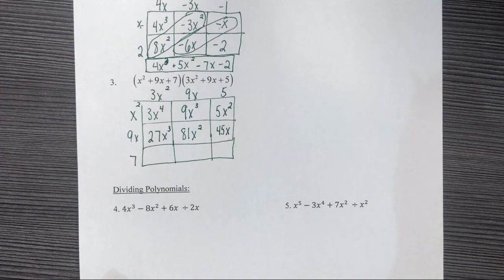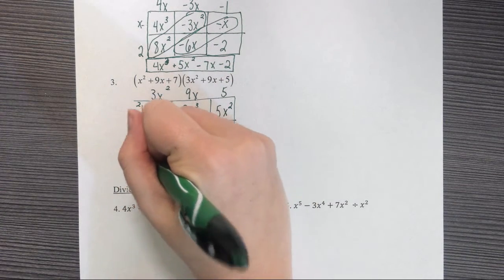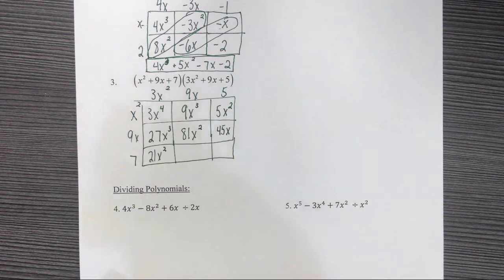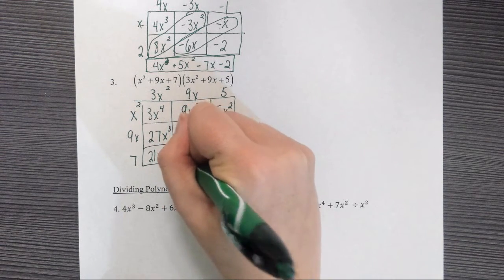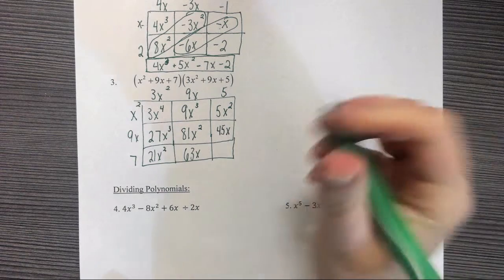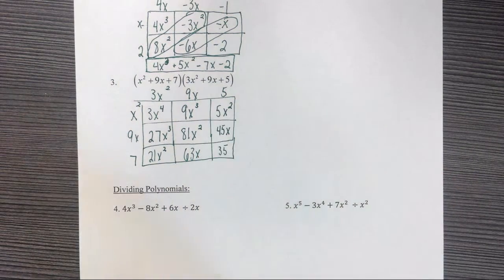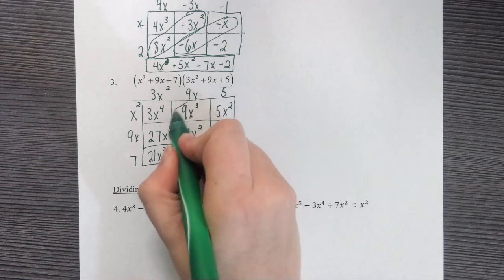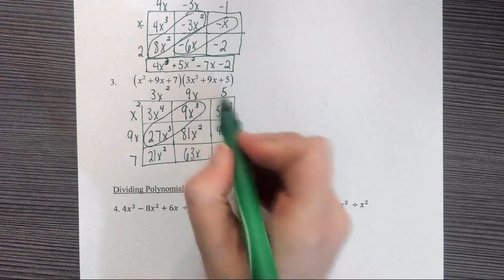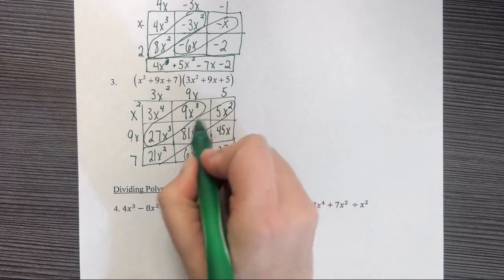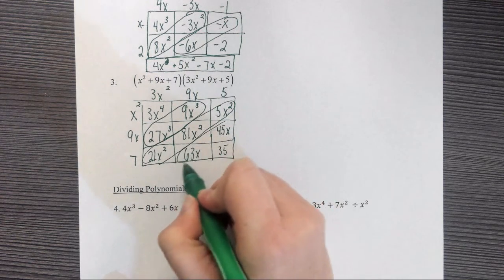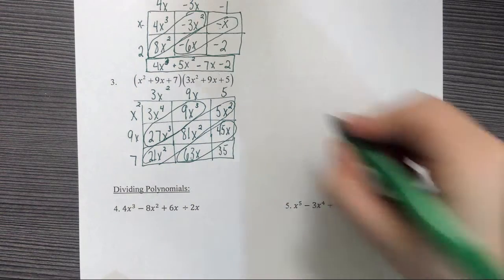And then my last row, 7 times 3x squared is 21x squared. 7 times 9x is 63x. And lastly, 7 times 5 is 35. So again, I can add my diagonals and combine like terms. Just be mindful of your signs.